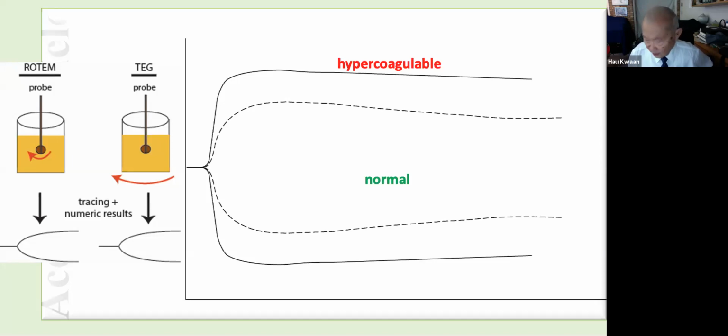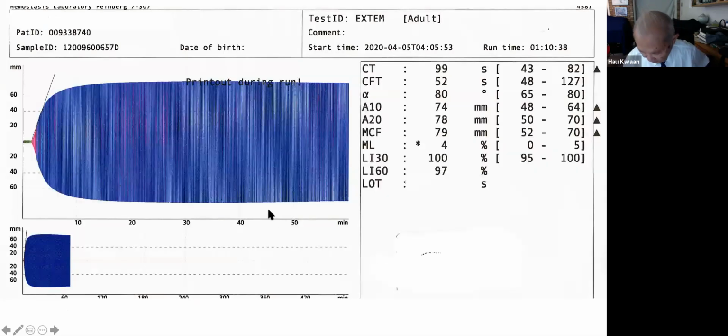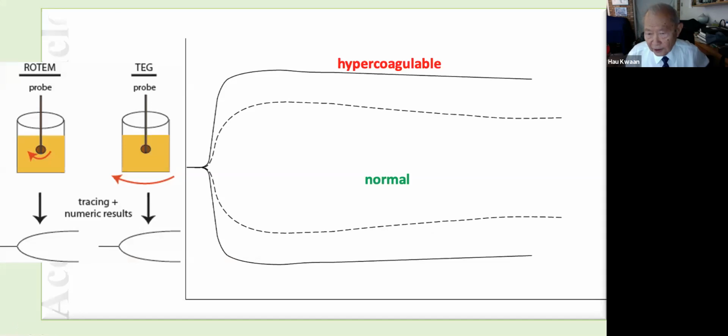So here on the right side, you can see two pictures. One picture is a normal one, showing, let's see here, I might get my pointer, showing that as the clot is formed, the amplitude of the torsion on the probe increases. But as the clot starts lysing, you will see a narrowing of that amplitude. In a hypercoagulable state, as shown in here, you can see it's a wider amplitude.